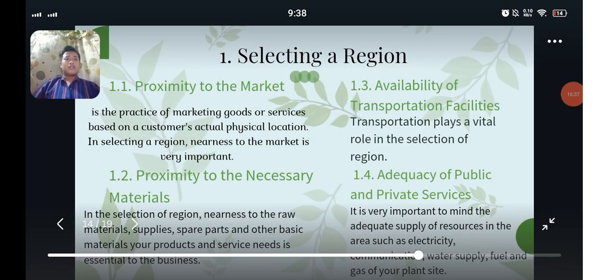So for the availability of public and private services, it is very important to mind the adequate supply of resources in areas such as electricity, communication, water supply, fuel, and gas at your plant site. The primary thing important in all business is the resources. If you don't have one of these, your business may not work because of lack of resources.